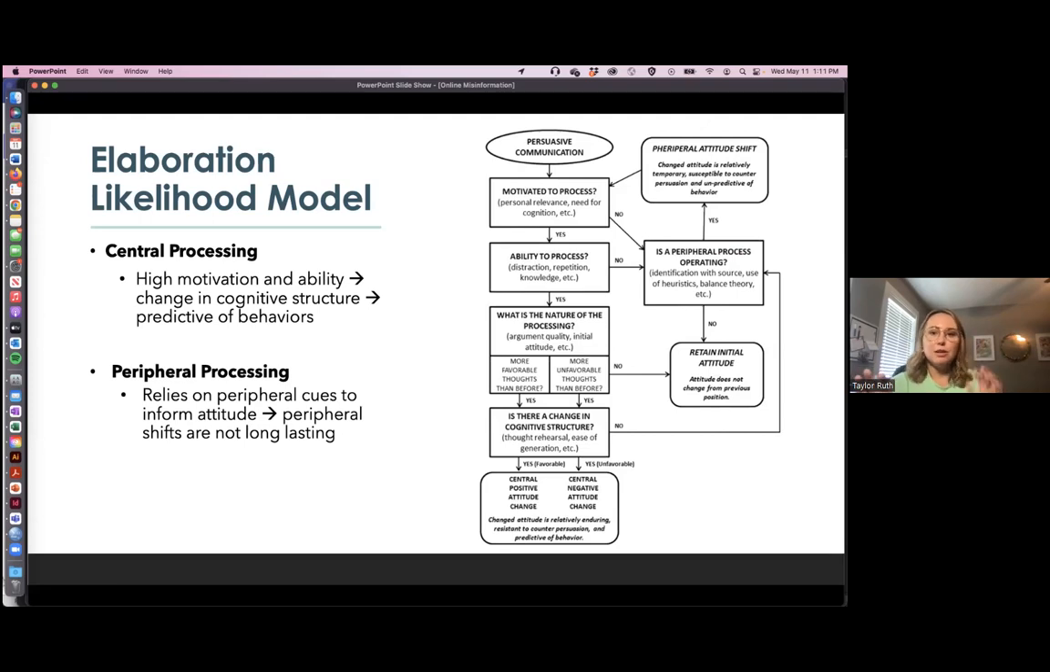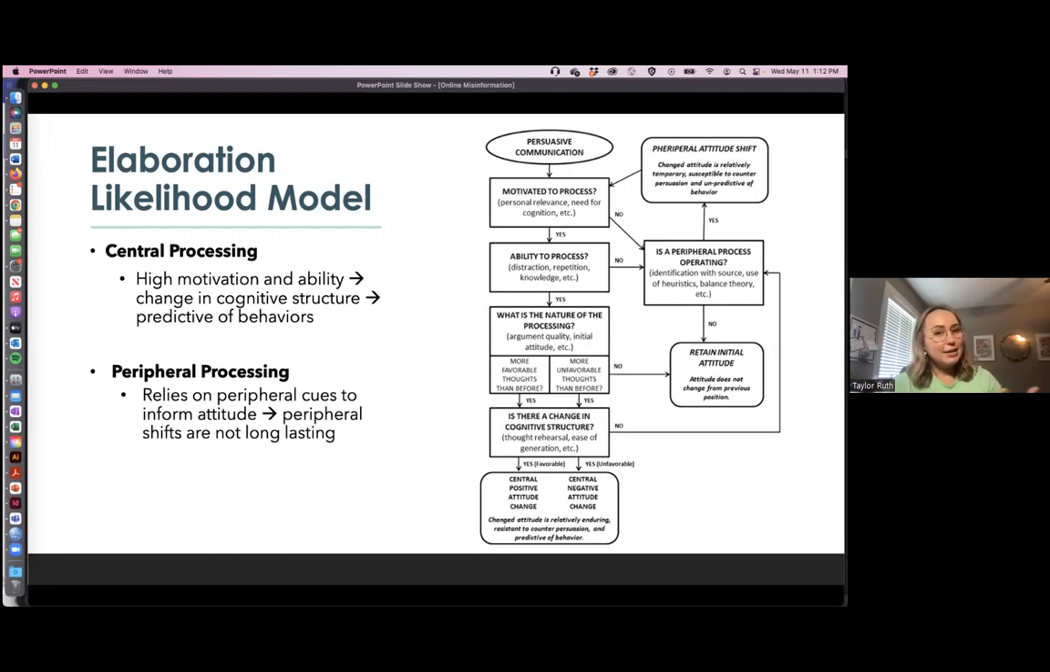And this might sound familiar to some of you, but you might have heard different terms used for this. It's basically this dual processing model of communication. So if we get communication and it is personally relevant, we are highly motivated, we have the ability to understand it, we're going to really thoughtfully consider this information, highly elaborate on it, and then experience changes in attitude that are going to be long lasting and predictive of behavior.